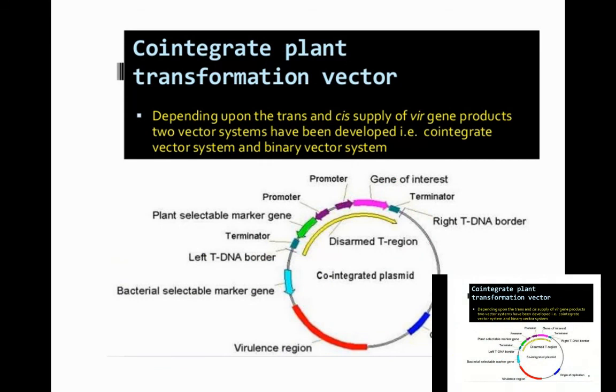As you can think, the co-integrated system could be different from the binary, obviously. Here in one plasmid itself there is the Vir region, that means the transfer machinery, and instead of tDNA our gene of interest. This is also a successful vector system for producing transgenic plants. The only drawback is its large size. It is difficult to handle through genetic engineering system.